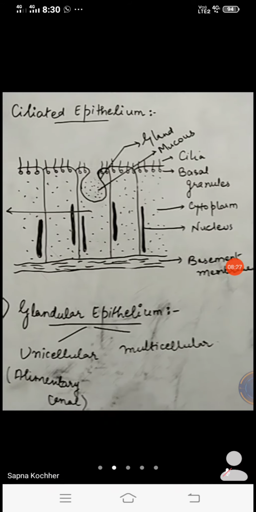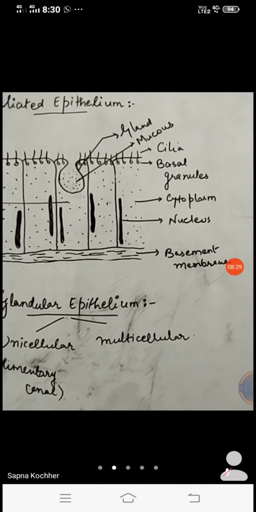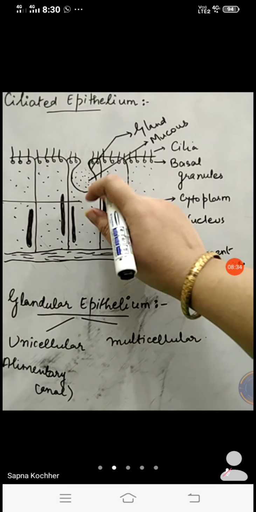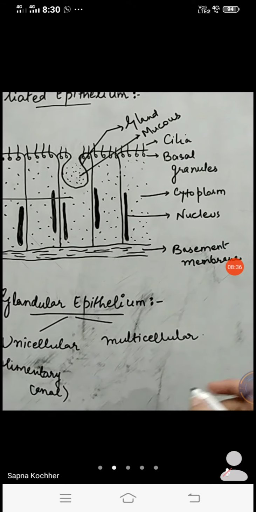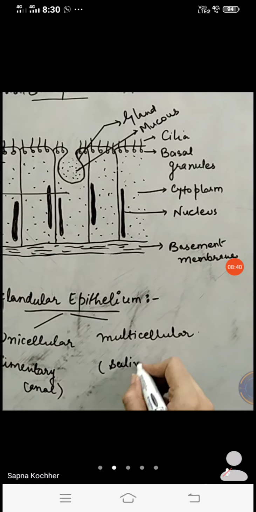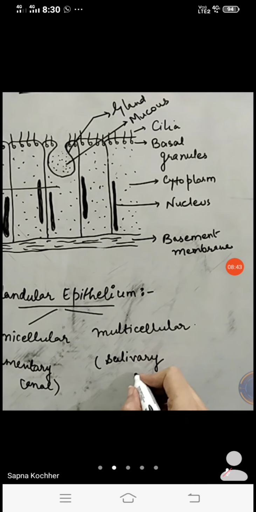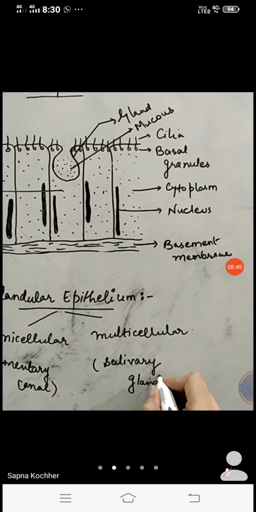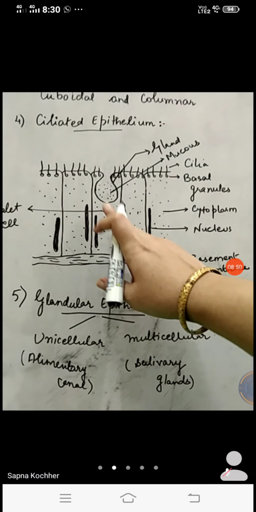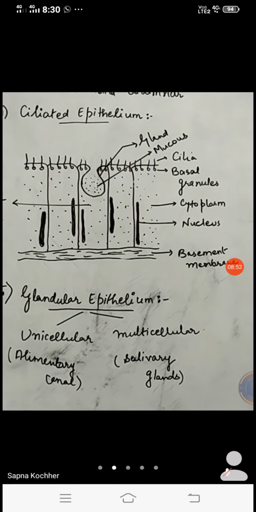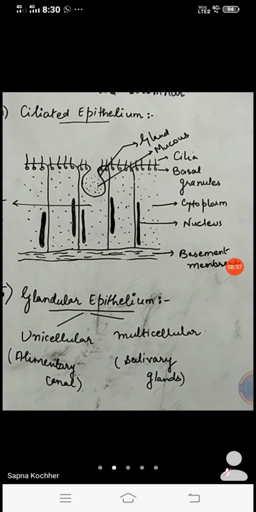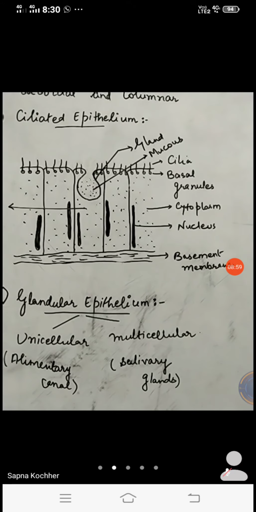On the other hand, the multicellular glandular epithelium will consist of a cluster of these kinds of cells. There will be a cluster of cells arranged, right? And they are seen in the salivary glands. The salivary glands are the examples of multicellular glandular epithelium, where there will be not just a single or isolated cell. There will be a cluster of cells. A number of cells will be there in one gland. There will be a number of cells that will be secretive.